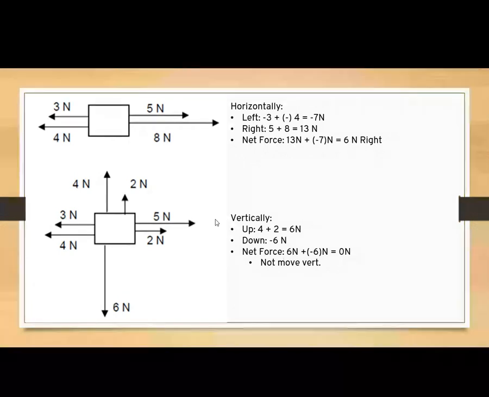Vertically, up, we have 4 and 2. When we add them together, we have 6. Well, that matches the number of gravity's force number, which is -6. Well, the numbers are now the same.